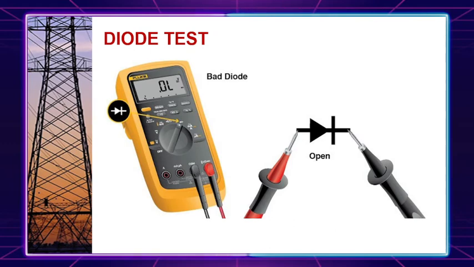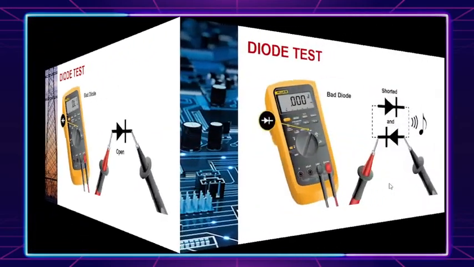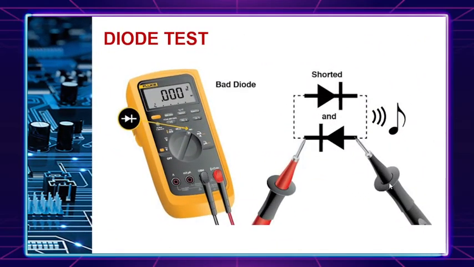Okay. If the rating is exceeded and the diode fails, that will become a bad diode because it will allow the current to flow in both directions or half of the current from flowing in either direction. So these are the bad diode results when testing using a digital multimeter or tester.